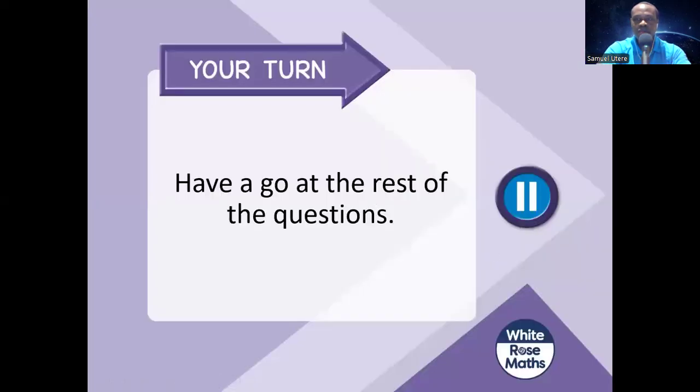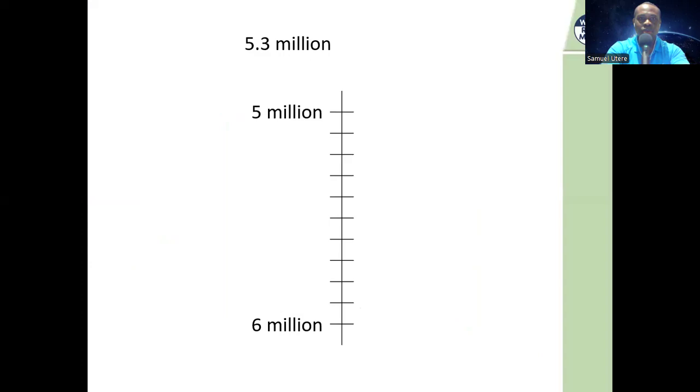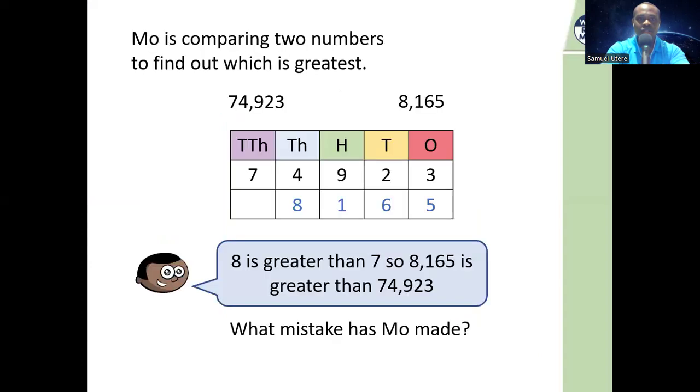Okay, it's time for you to have a go or to practice with the rest of the questions. But before you do that, what have we learned so far? You have learned that you can use your place value chart to help you compare numbers, and it is important that you arrange the place value of the numbers properly, starting from the right to the left.